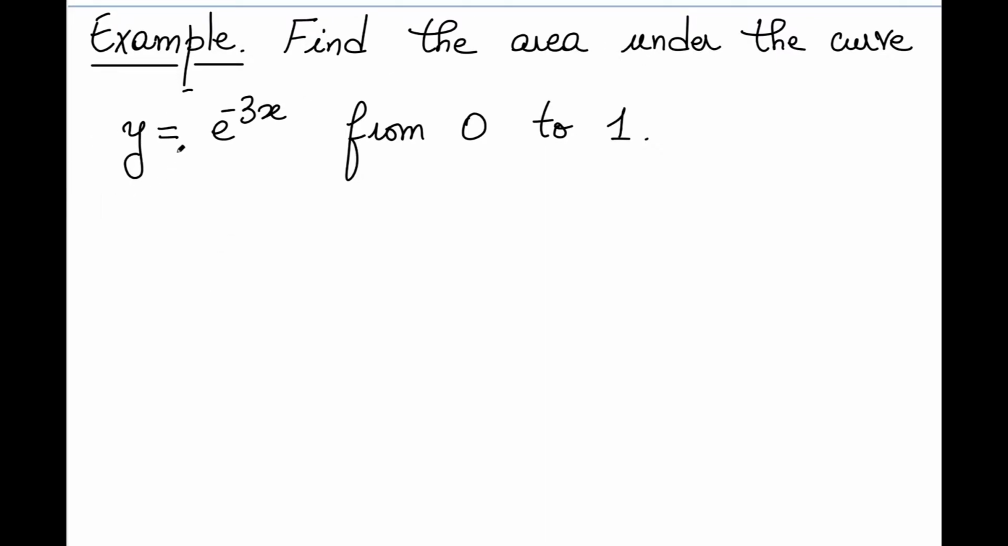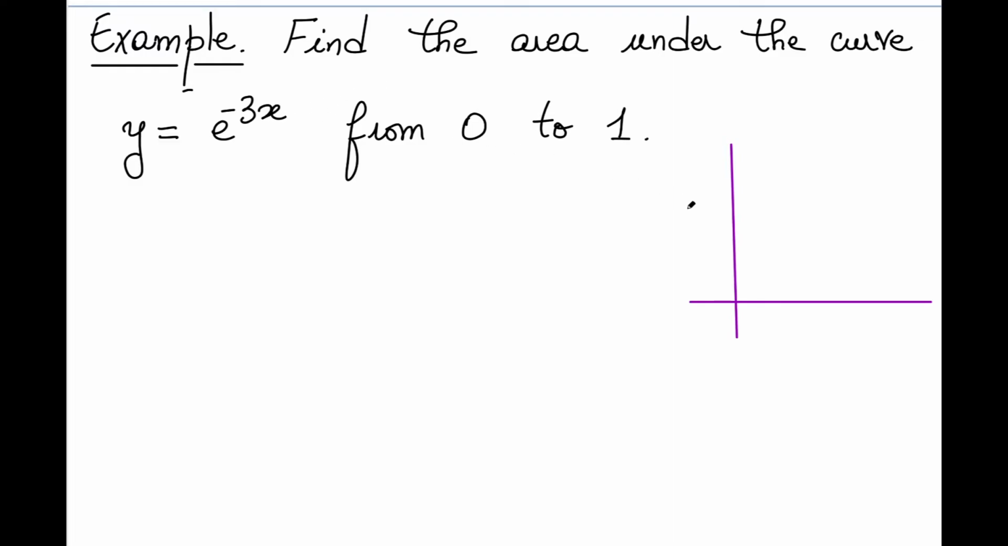Next example: find the area under the curve y equals e to the power minus 3x from 0 to 1. So when x is 0 and when x is 1. How do we graph this? Certainly this is a positive function. Exponential is never negative. It's a decreasing function. However it looks, it doesn't matter how it looks, all I know is it lies above the x-axis, because it's a positive function.